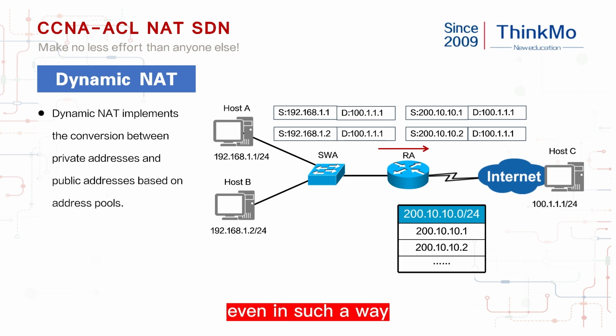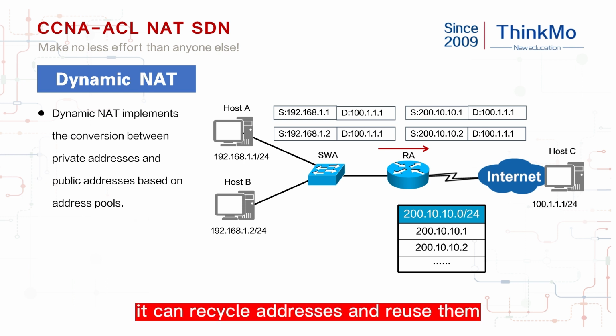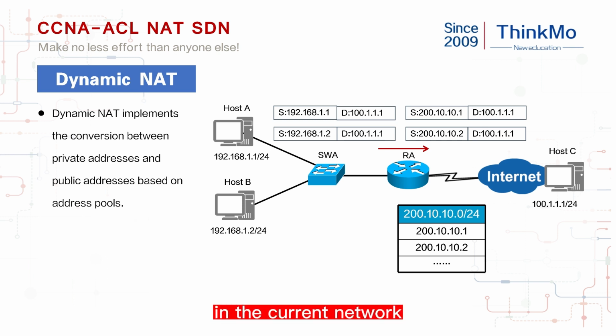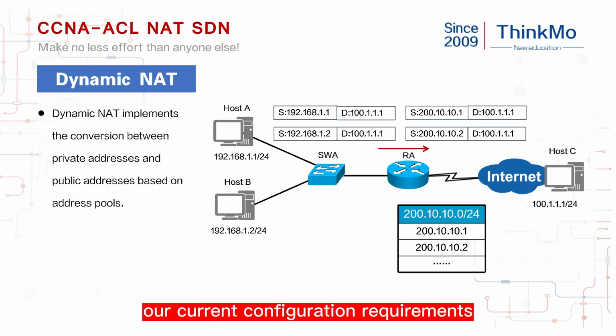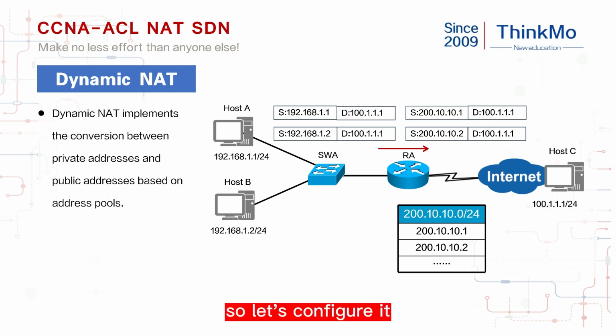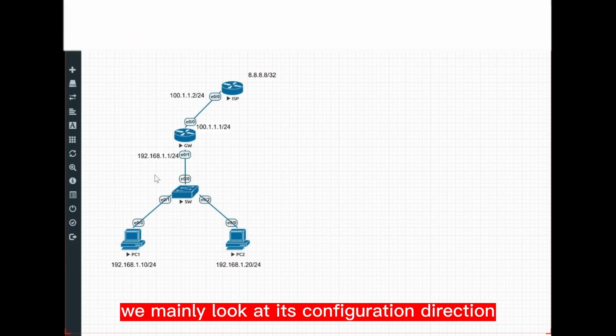Even in such a way, it can recycle addresses and reuse them. But for the high concurrency traffic in the current network, it is far from meeting our configuration requirements. We won't use it in practice. So let's configure it. We mainly look at its configuration direction.